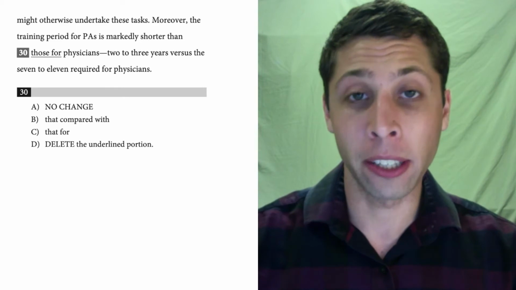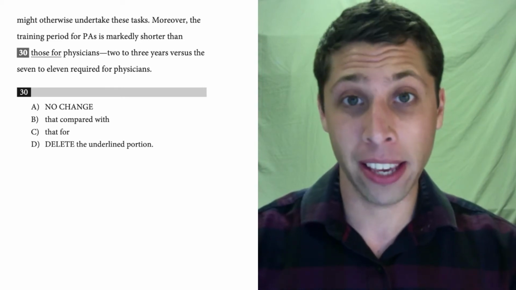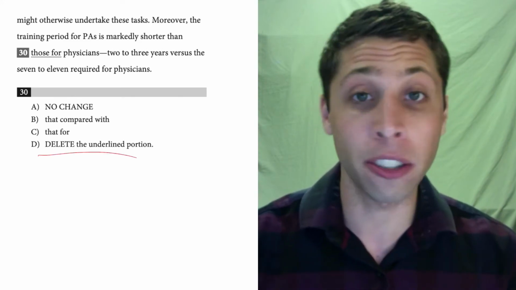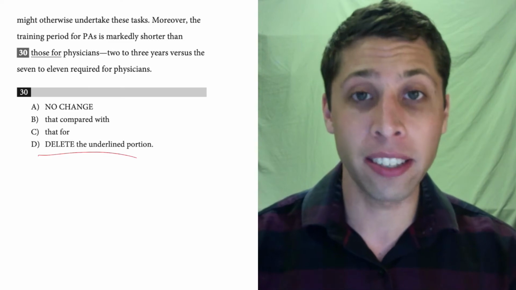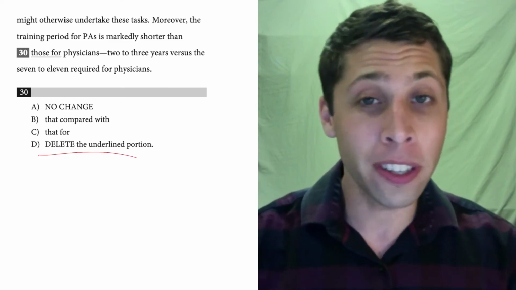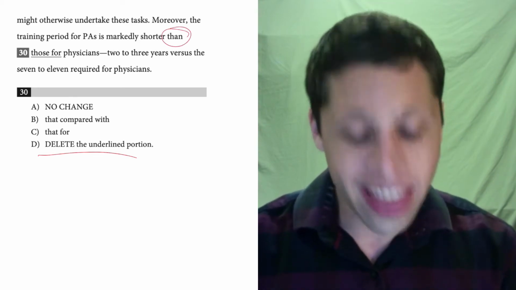Number 30 looks like it's going to be just another style question where we can safely pick the shortest answer choice, right? We have the opportunity to delete the underlined portion, and generally the SAT prefers shorter choices. But there is a key word in this sentence that overrides that preference, and it's the word "than."